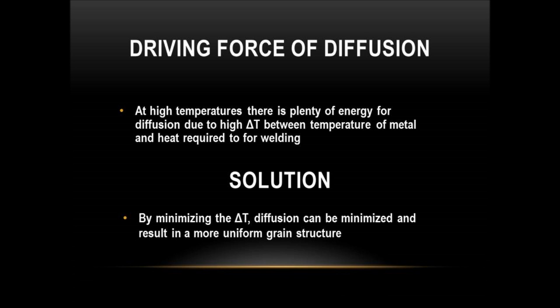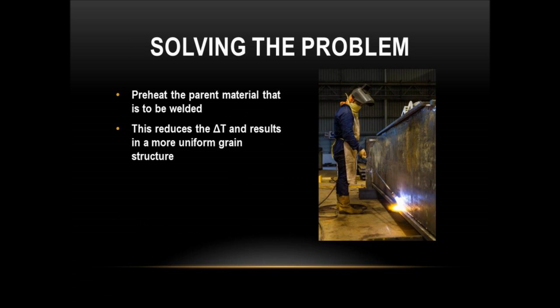The solution to better controlling the diffusion occurring between the parent metal and the weld is to minimize the difference in temperature. By preheating the parent material right before welding, the difference in temperature is reduced. A more uniform grain structure, or smaller grain size gradient, will result.